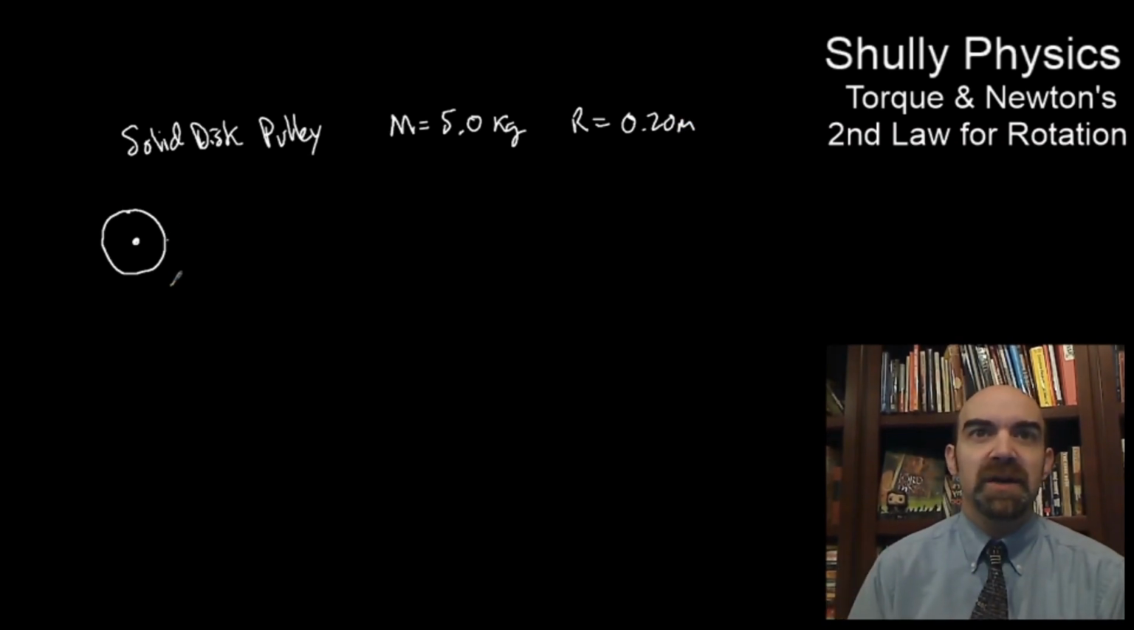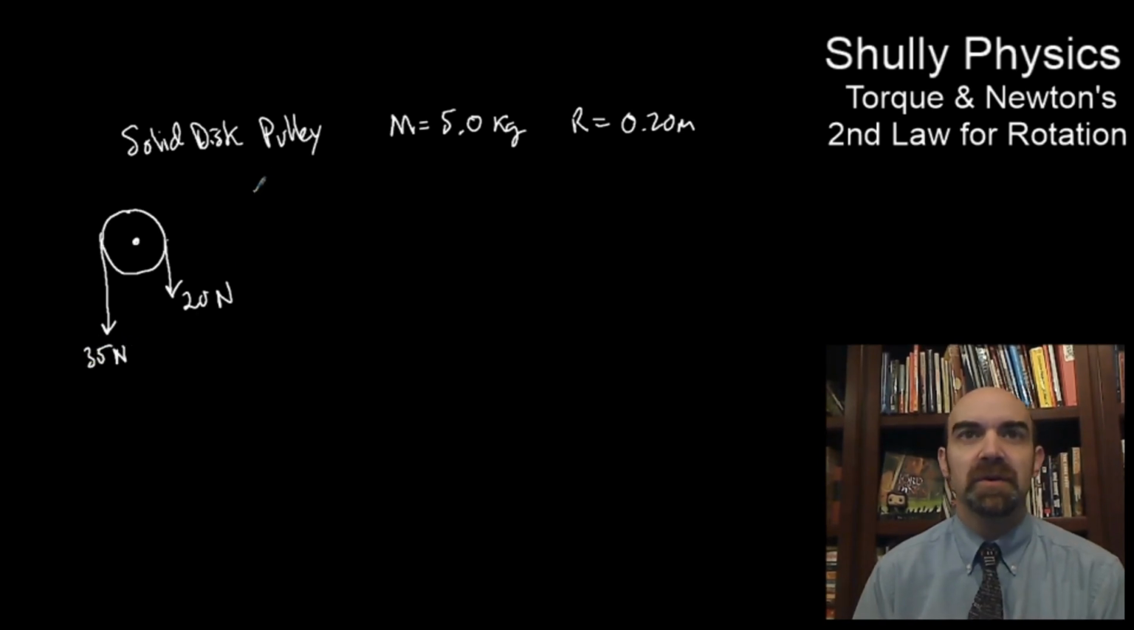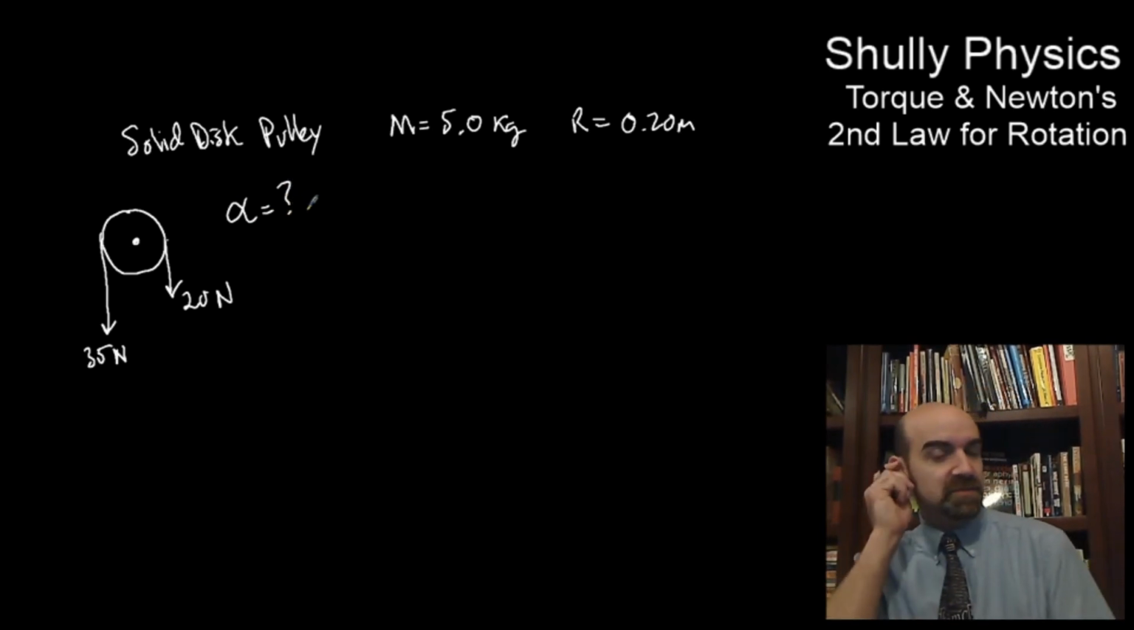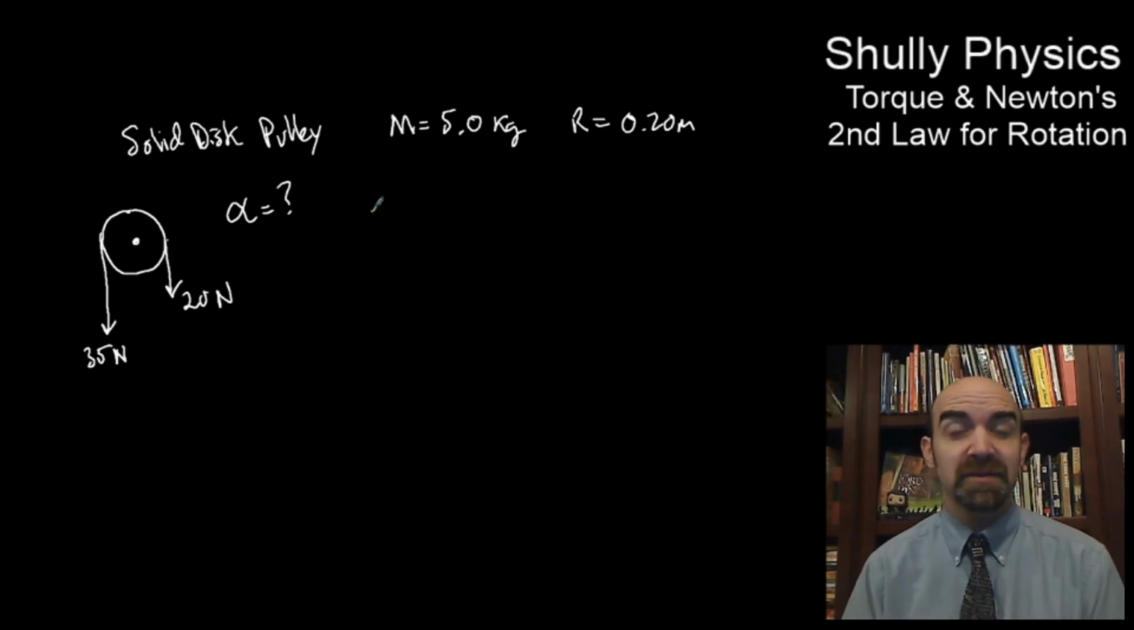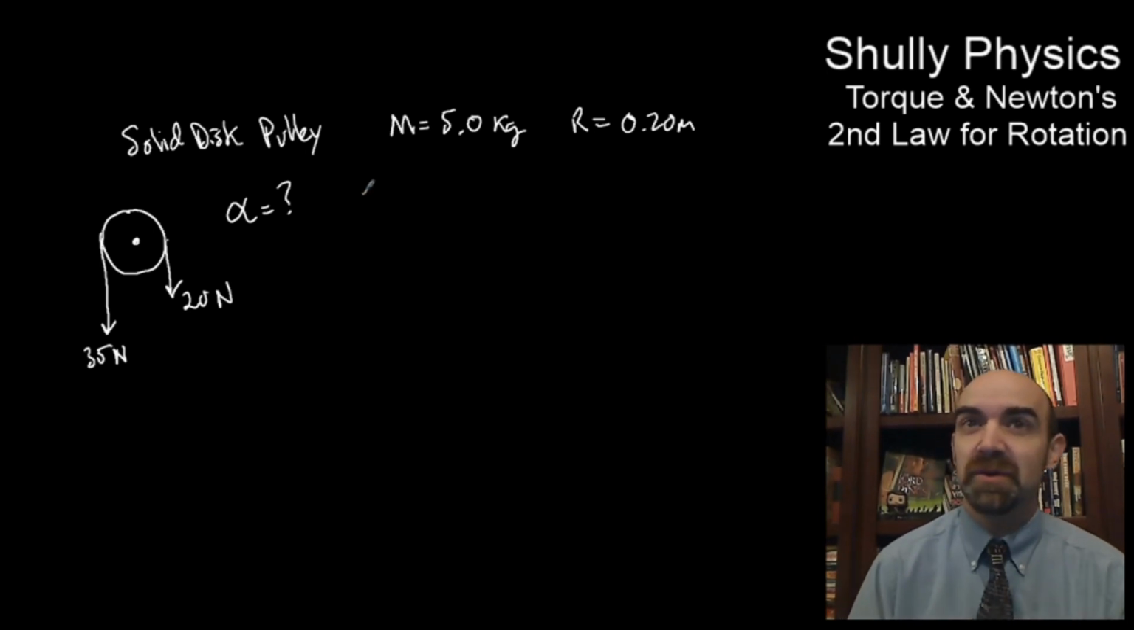And on this side, I'm going to pull 20 newtons. Over here, I have a greater pull of 35 newtons. Let's determine the angular acceleration of this system. All right, angular acceleration given some forces and torques.